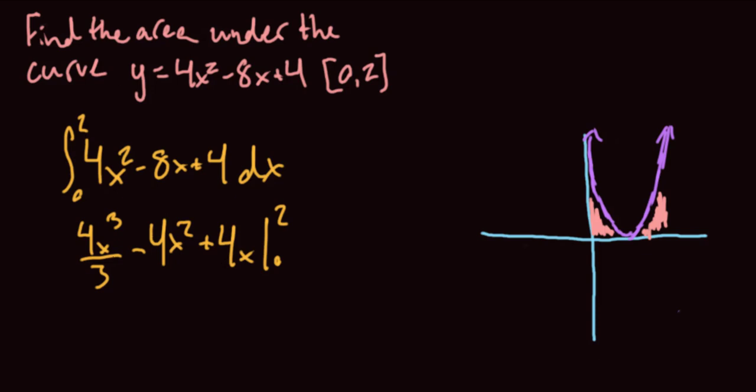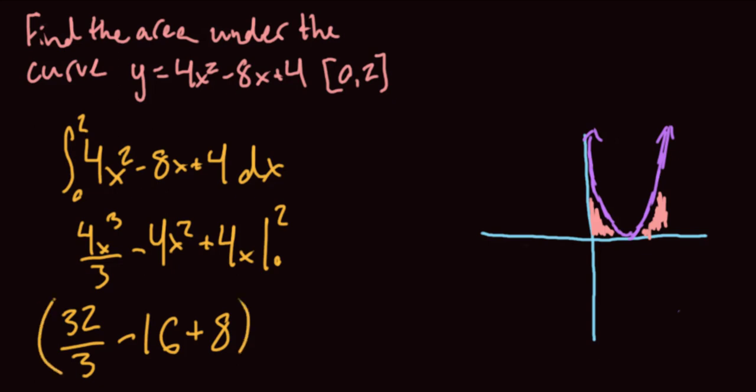So let's plug in 2 to this whole thing right here. So we get 4 times 2 cubed over 3. 2 cubed is going to be 2 times 2 is 4, times 2 is 8. So 4 times 8 is 32 over 3. And then minus 4 times 2 squared. 4 times 2 squared is 4 times 4, so that's 16. And then 4 times 2 is 8, so we're going to do plus 8. So that's our whole upper bound evaluated.